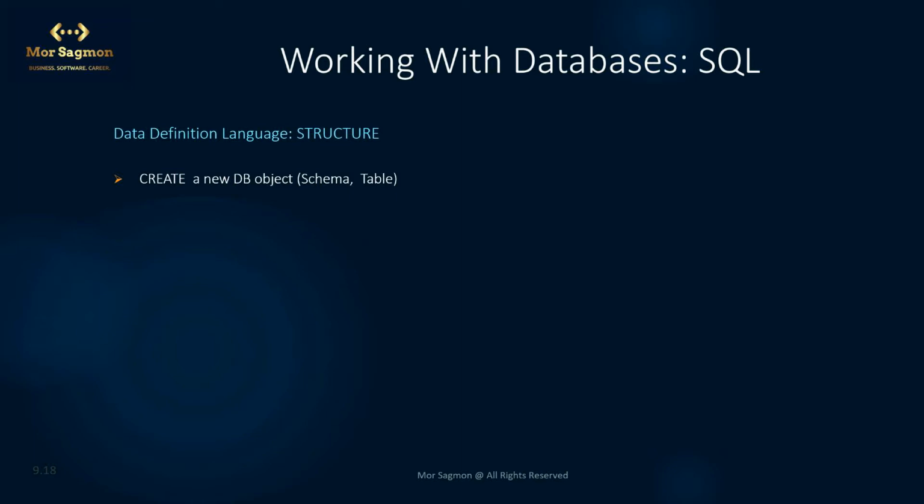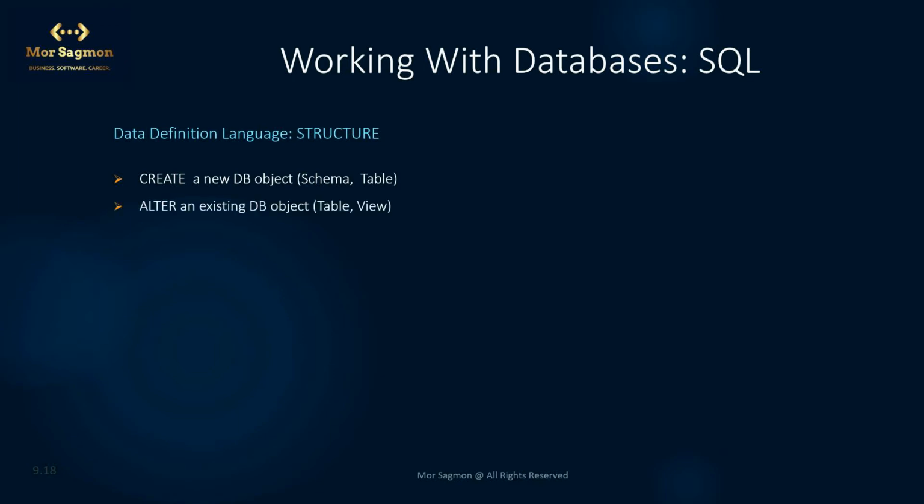These statements do not affect the actual data that we store in the database, but rather the structure of the database itself, or the schema. The first statement is the create statement, used to create a new database object. For instance, when you want to create a new database, a new schema for an application, you typically use the create and specify the name of that application. When you want to create a new table within a schema, you use create to create that table.